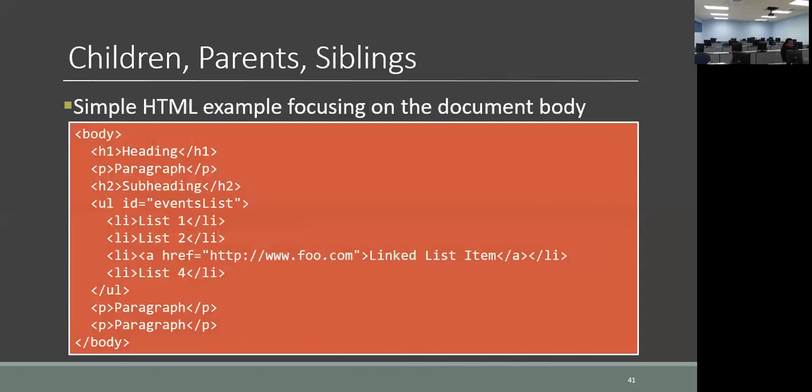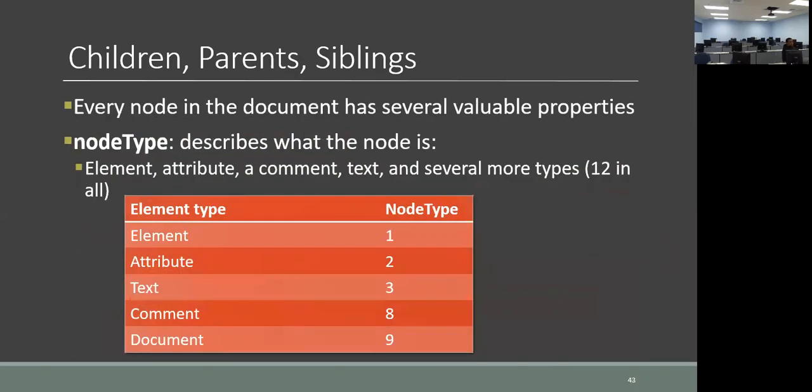If you wanted the child nodes of the body tag, it would just return the children. It won't return grandchildren. So it'd be H1, P, H2, UL, P, and P. So let's go forward.